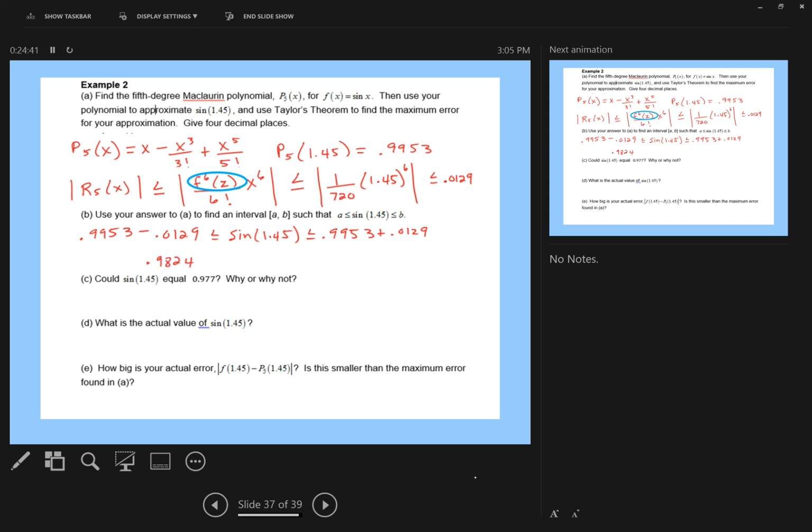All right, and then if I simplify, just so you know, because I know some of you won't settle unless you get it, it's going to be 0.9824 and 1.0082. Again, that'd all be calculator stuff, so you wouldn't have to simplify to that. You don't have to, no. But you're going to want to because of part C. Part C says, could the sine of 1.45 equal 0.9777? No. Why not? It's not in the interval.